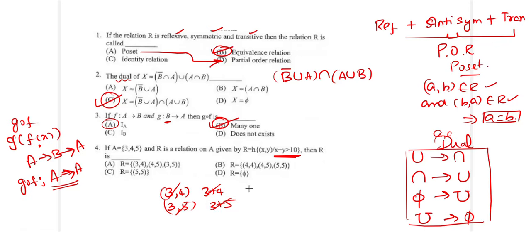Next, let me take a combination with 4 and 3. 4 comma 3 is again 4 plus 3. No, it is not true. 4 comma 5, it will be 4 plus 5, which is again 9, which is not greater than 10.